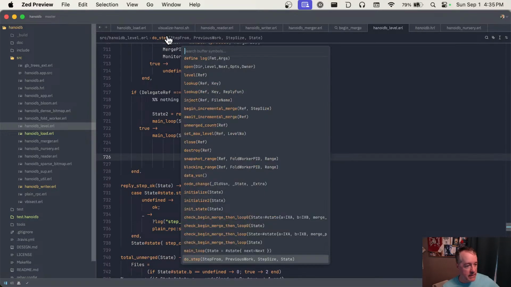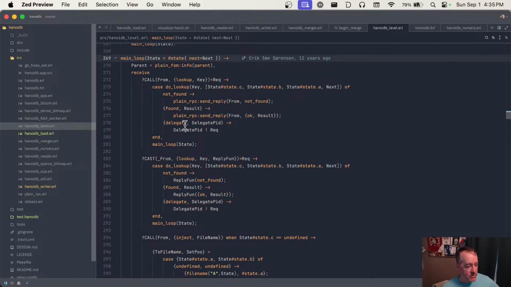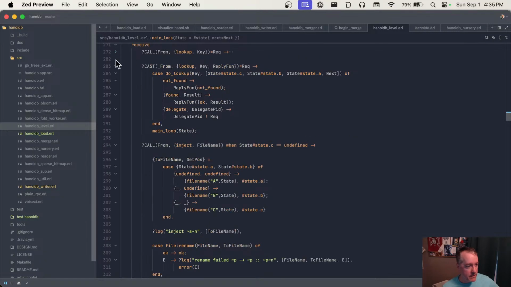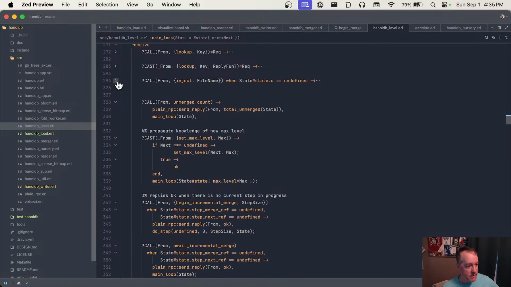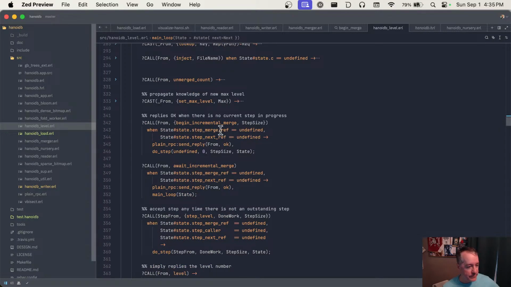I think we need to go back to the main loop because there are some other clauses of this receive that I need to look at. Okay, so we're going to collapse a lot of these. Okay, so begin incremental merge. If we just saw these two things, if they don't exist, so if there's no next level and there's no merger, this is not exactly the next level, but that's like waiting on the reply from the next level. Okay. So begin incremental merge. Okay.